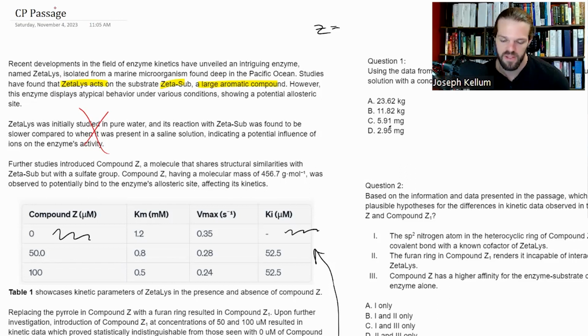Further studies introduce compound Z, a molecule that shares structural similarities with zeta sub, but with a sulfate group.